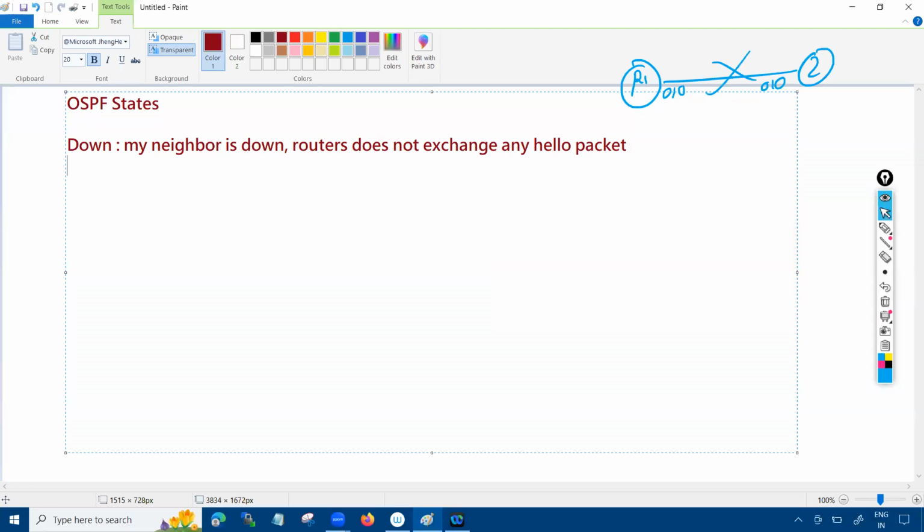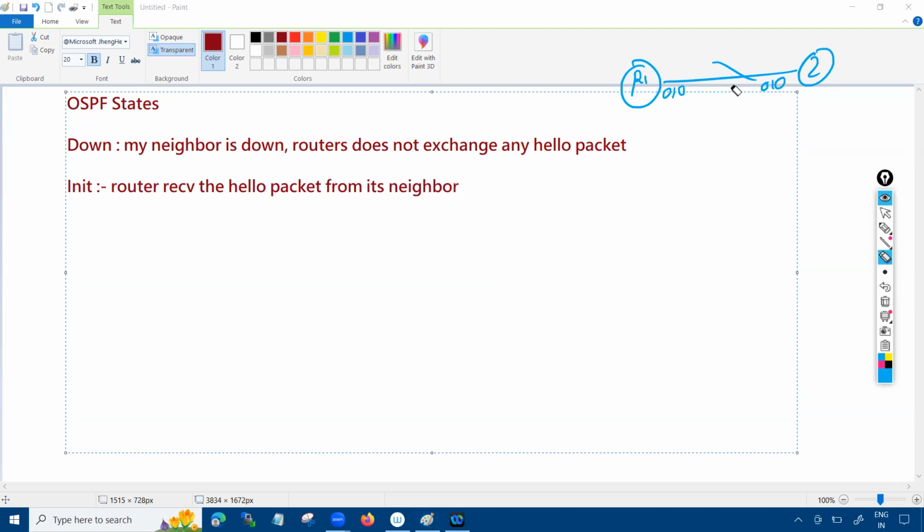The next state after that is the init state. It's called the initialized state. In this init state, basically what happens? The router received the hello packet from its neighbor, right? The router just received the hello packet from its neighbor.